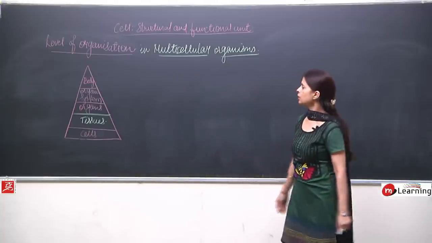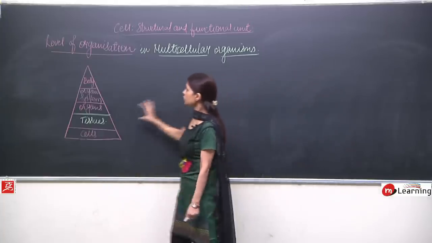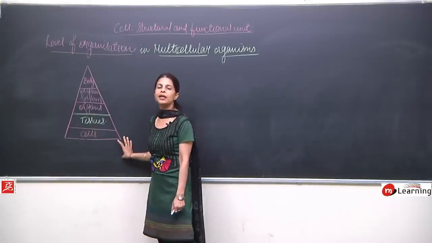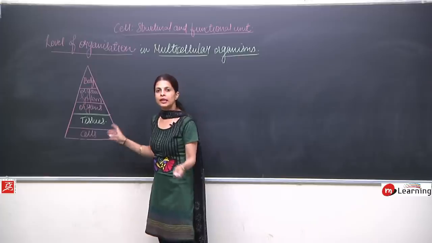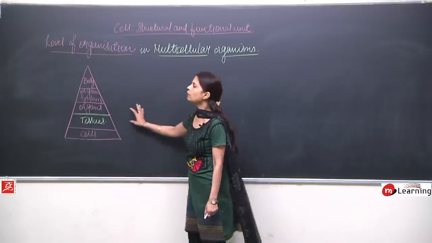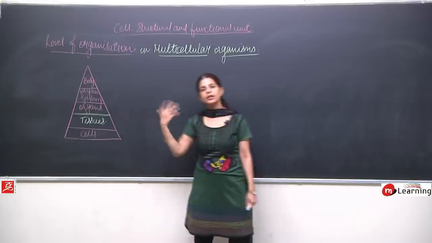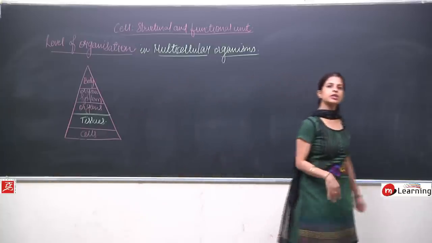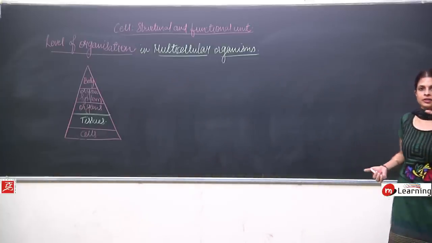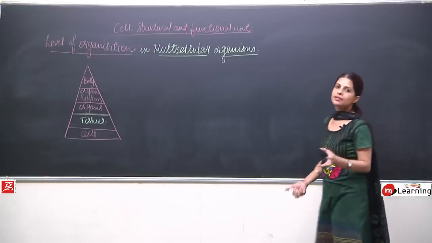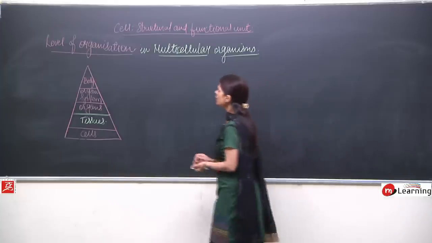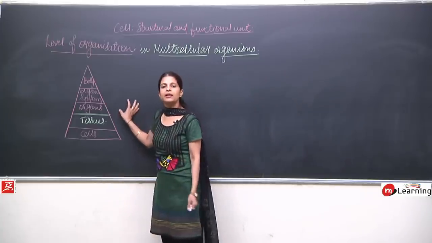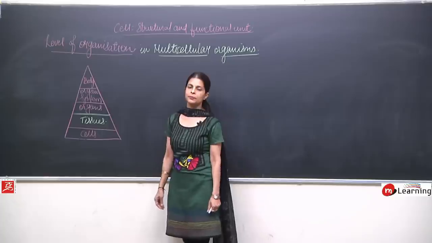Now when we talk about tissues, what are tissues? When similar kinds of cells performing similar kinds of function come together, they form tissues. So what are tissues? If we talk in another way, tissue is a group of certain similar kind of cells. When many tissues combine, they form organs.